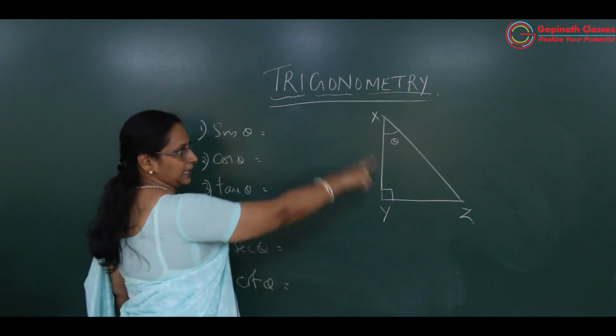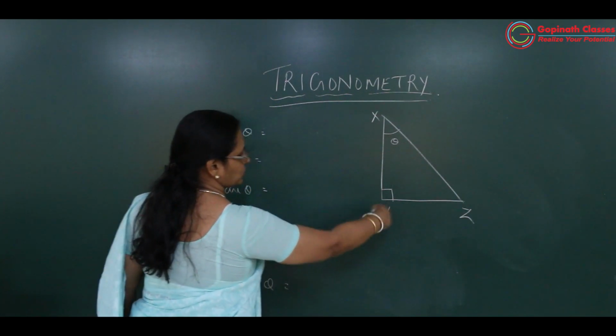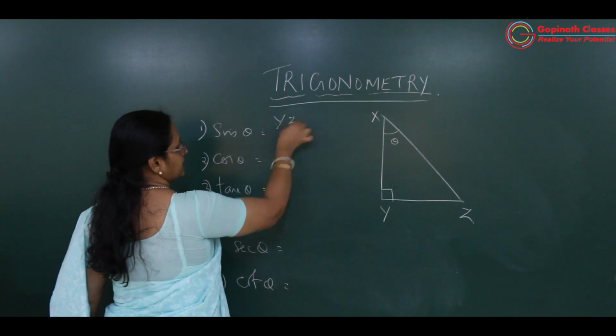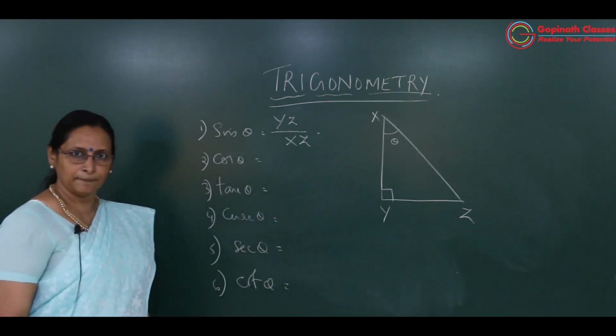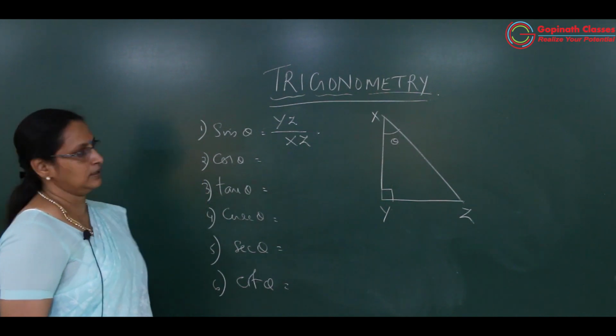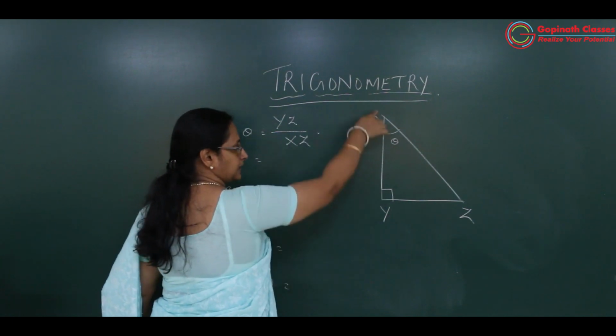So come to sin theta. You must know that it's opposite side upon hypotenuse. What is the opposite side? It is YZ upon the hypotenuse XZ. Hope you are clear. Now come to cos theta. Cos theta, theta's adjacent side, which is XY.